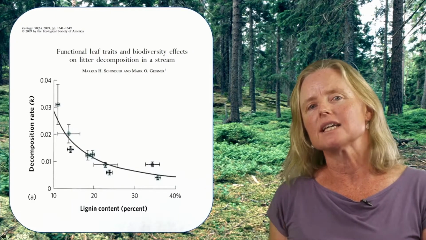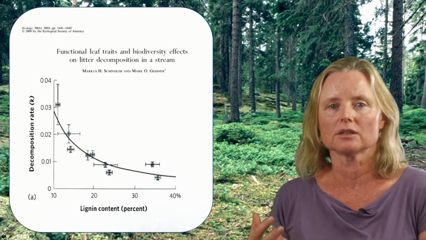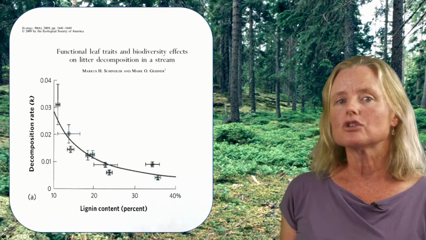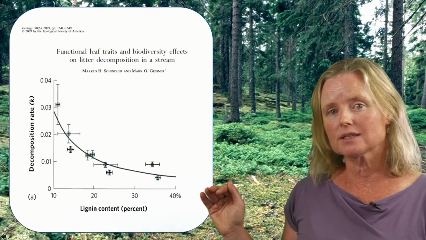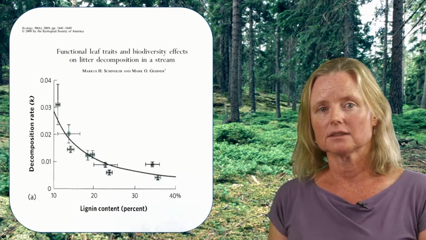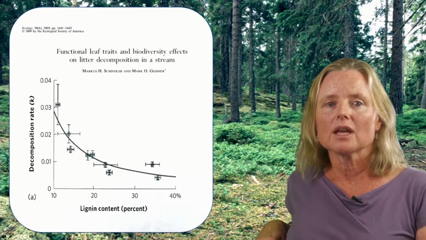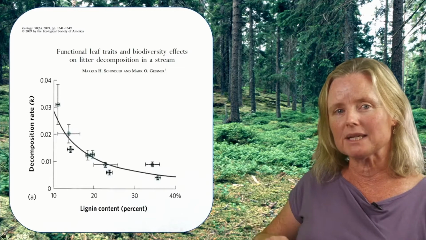After 55 days, the bags were retrieved and weighed to calculate the amount of decomposition that had occurred, and they performed a regression analysis to show that the rate of decomposition of the leaf litter decreased with increasing lignin content. You can see the results here from this experiment in the graph. Each point here represents the results from a single plant species.